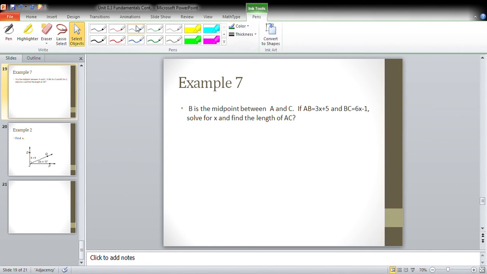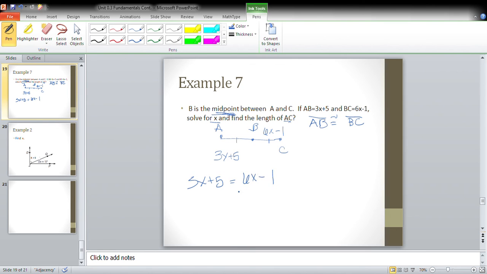One more example. It says B is the midpoint between A and C. I have A here. I have C over here. B is the midpoint, so I'm going to put it in the middle. These are going to be congruent. AB is equal to 3x plus 5, and BC is equal to 6x minus 1. It wants me to solve for x and find the length of AC. Well, to solve for x, I know this one and this one are equal. So let's set them equal to each other, right? AB is going to be congruent to BC because of the midpoint. So I'm going to set them equal: 3x plus 5 is equal to 6x minus 1.